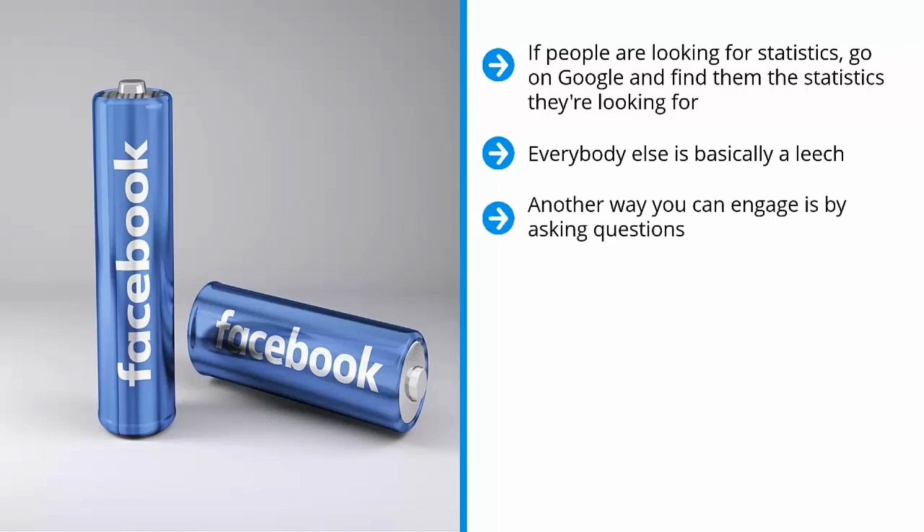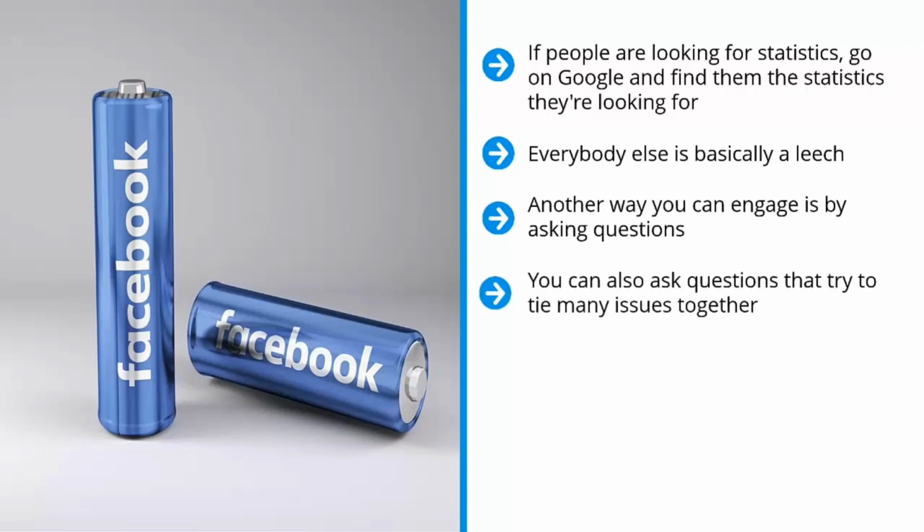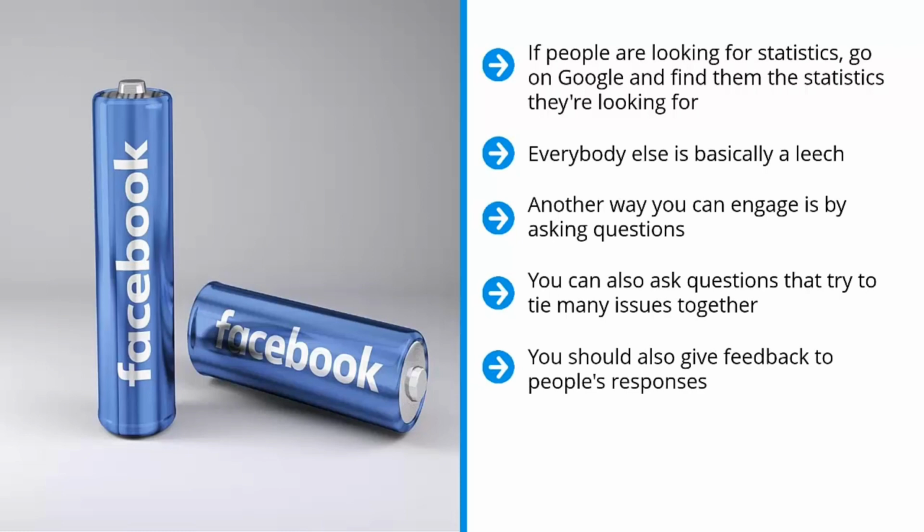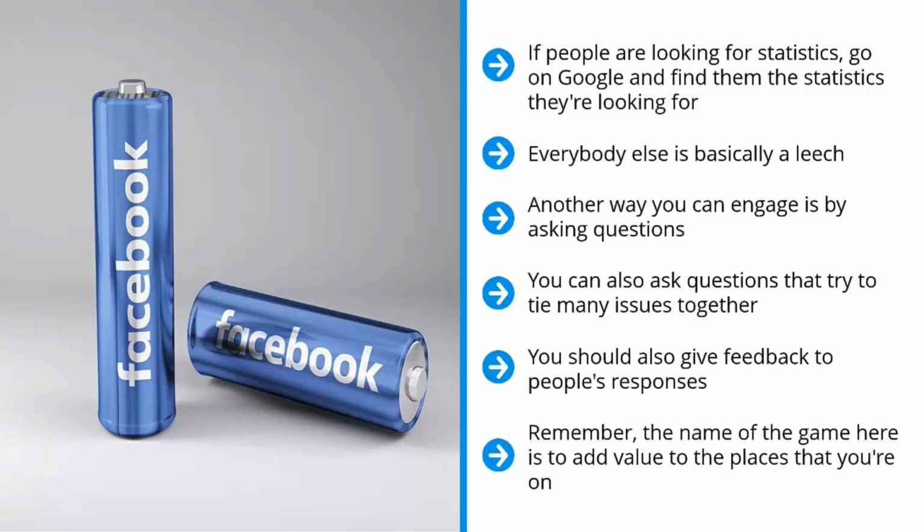Another way you can engage is by asking questions. Now, these questions should not be very basic or dumb questions. Instead, they should be deep, insightful questions. You can also ask questions that try to tie many issues together. Many people are concerned about many different issues. When you ask questions that tie all these together, it can be very useful. You should also give feedback to people's responses. You have to do this in a respectful way. You cannot come off as a hater or somebody who's just plain negative. There is such a thing as constructive feedback. Remember, the name of the game here is to add value to the places that you're on.